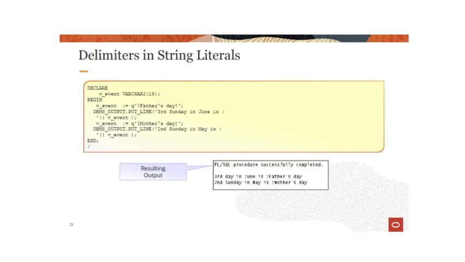The slide shows how to use the Q notation to specify delimiters. You can specify any character that is not present in the string as a delimiter. The example uses brackets as delimiters. Consider the following example: v_event := q'[Father's Day]'. You can compare this with the first example on this page. You start the string with q if you want to use a delimiter. The character following the notation is the delimiter used. Enter your string after specifying the delimiter, close the delimiter, and close the notation with a single quotation mark.